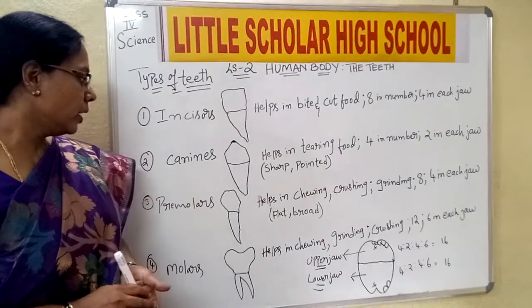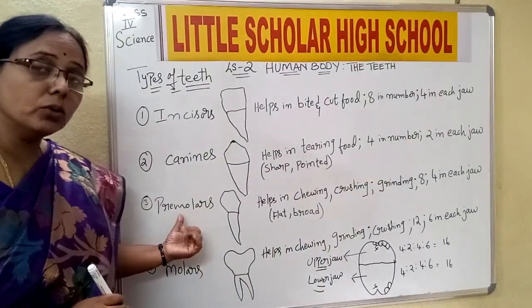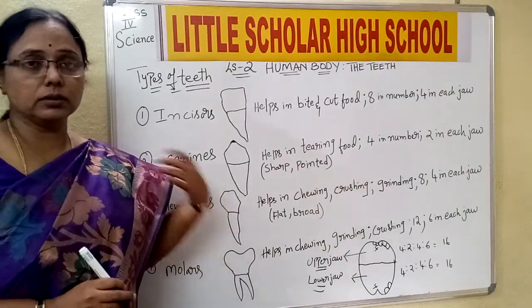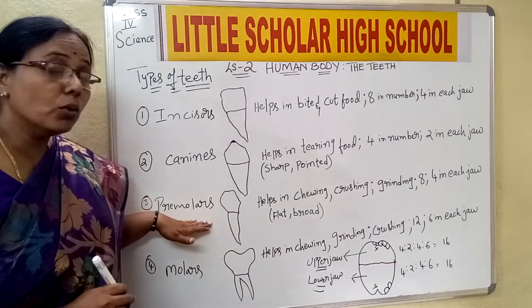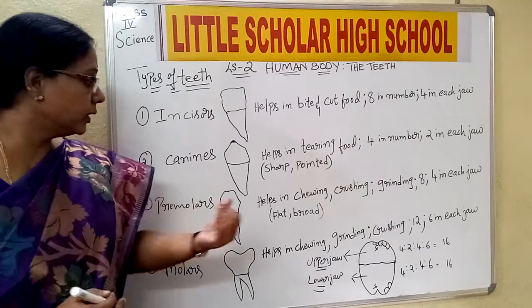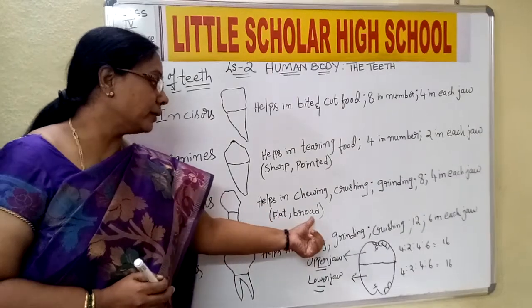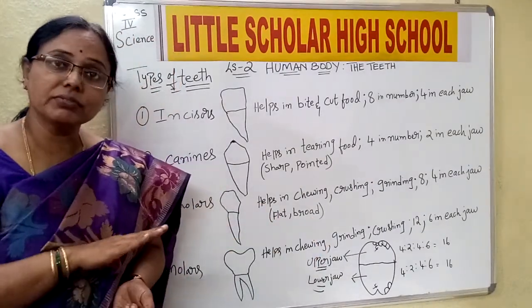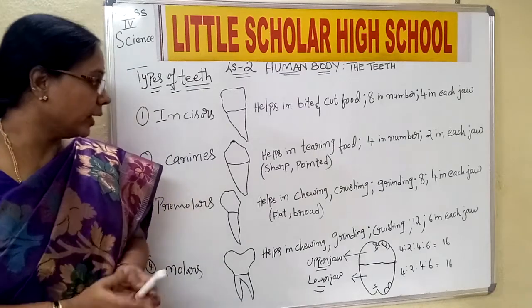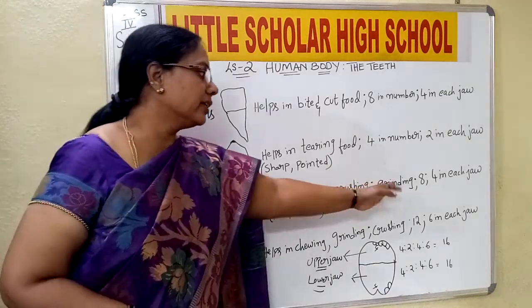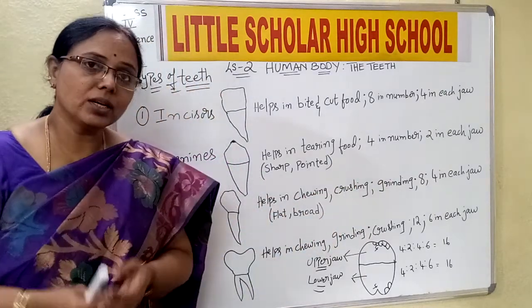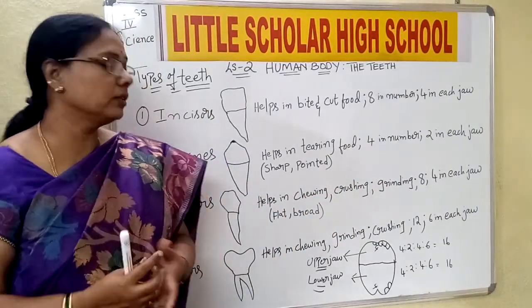Okay children, now the next one is premolars. What is the next teeth we are discussing? It is the premolar. And what is the shape of it? It is flat and broad. And what does it help with? It helps in chewing, crushing and grinding. Now what do you understand by chewing, crushing and grinding?